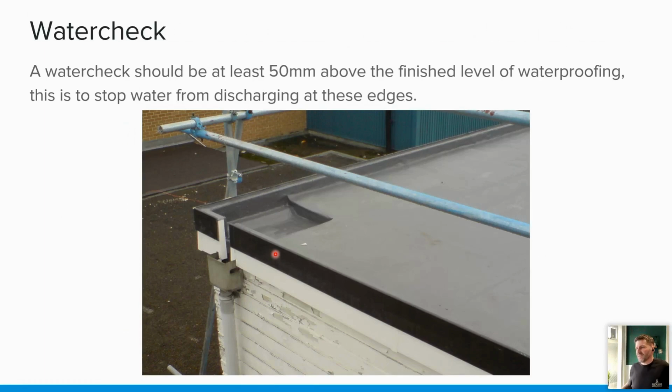So the third detail that we looked at is a water check curb. So a water check must be a minimum 50 millimeters above the finished level of waterproofing. And all a water check does is stop water from discharging off the roof at those perimeter details. So again, when we're thermally upgrading roofs and things like that, we need to make sure that we're putting water checks in there. So that's your example in liquids. It might not be a vertical water check. We might put a fillet in there. But yeah, the key thing is that this dimension is 50 millimeters.